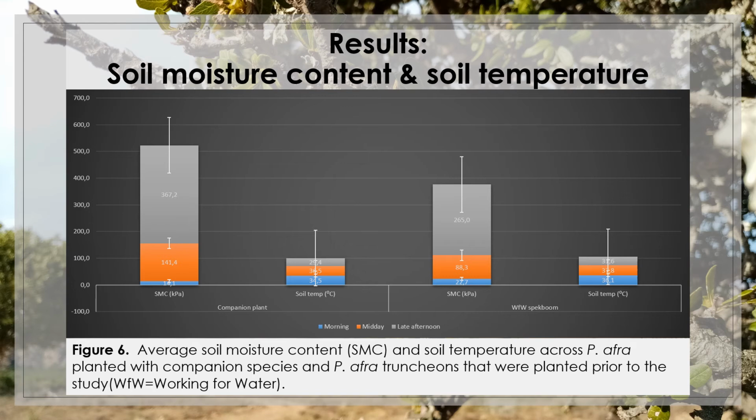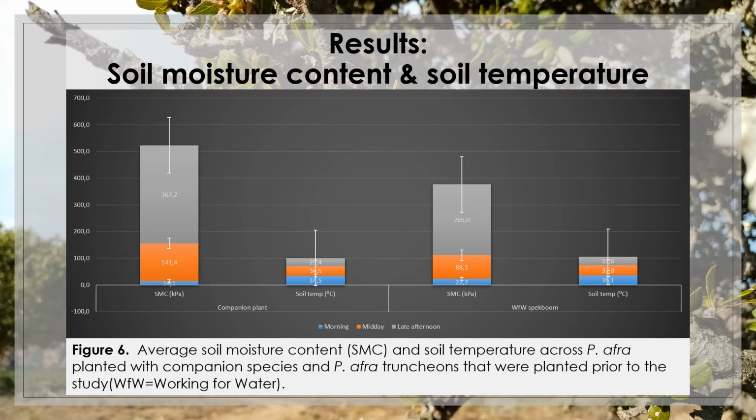The soil around which the Working for Water spekboom were planted had a much lower average soil moisture content and a much higher average soil temperature. And this is likely because no pondings were involved, and therefore the soil around which the spekboom was planted was still highly degraded and very inhospitable for spekboom.